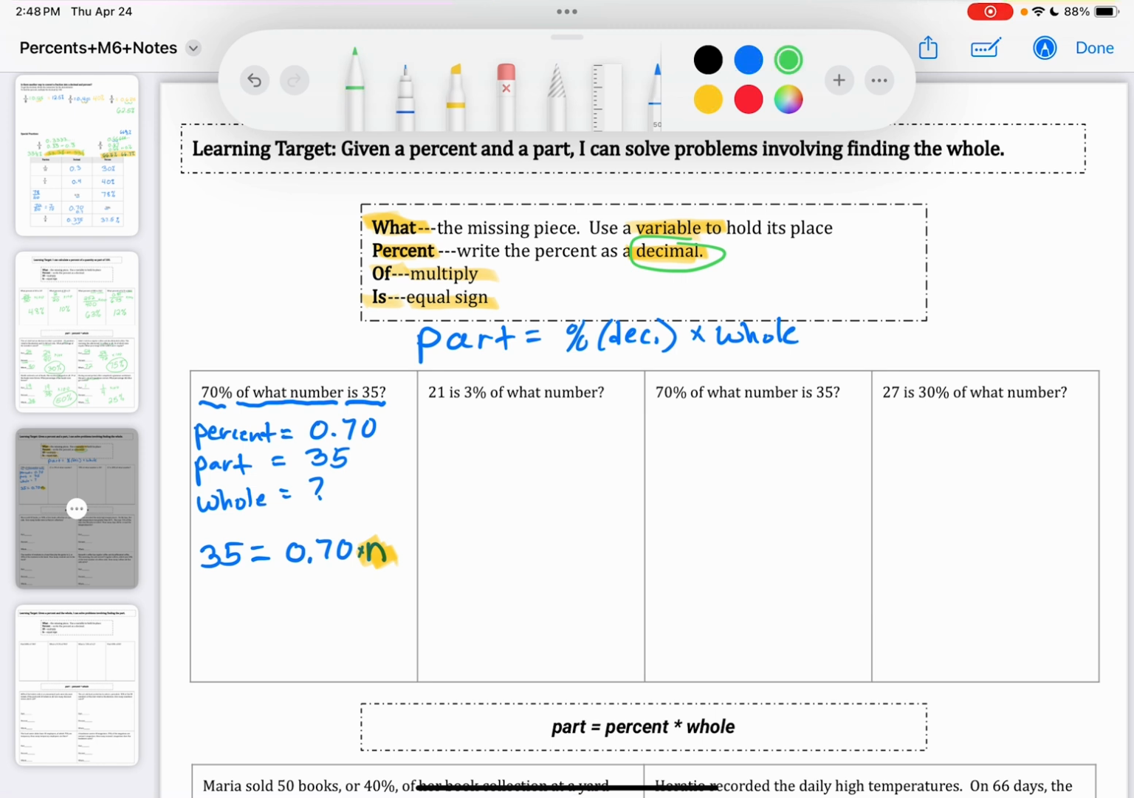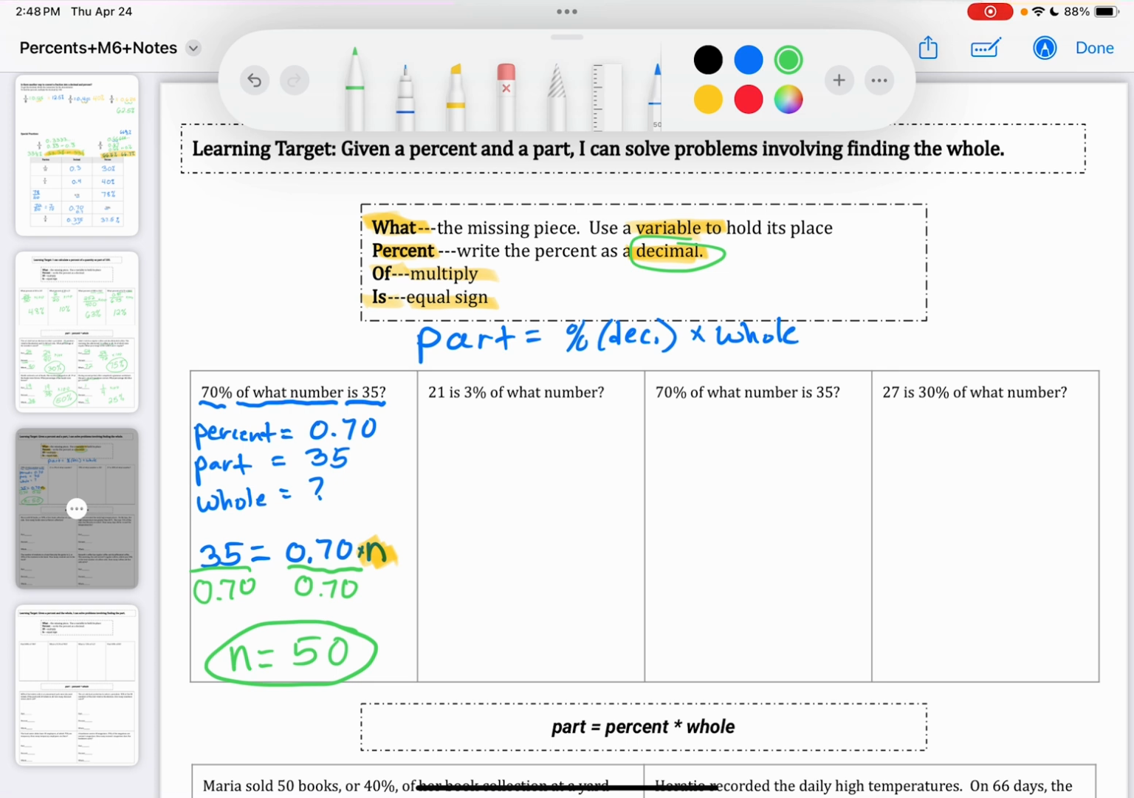So I'm going to take the coefficient and divide both sides by 0.70. I'm going to plug that into my calculator as 35 divided by 0.7. And I got 50. So the whole is 50.